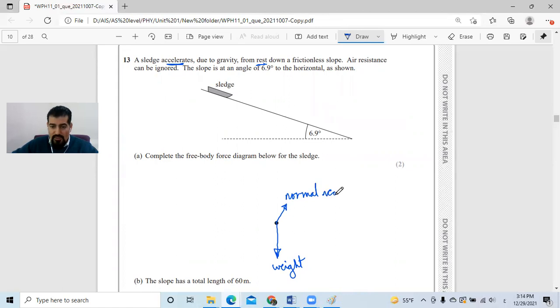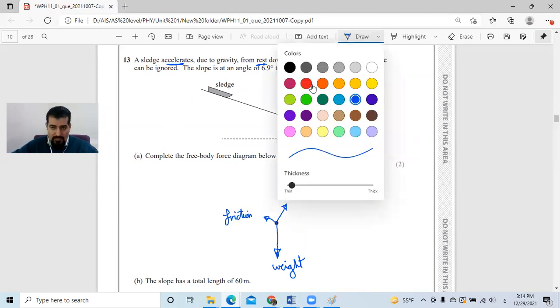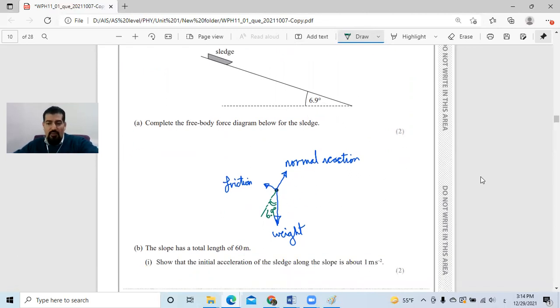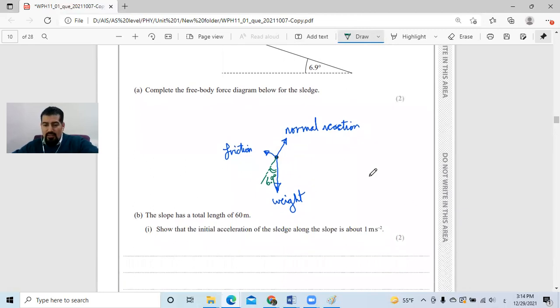And I will put a small arrow to represent the friction in the opposite direction, because the forces are not balanced. So this is the friction. And if I want to label an angle, the angle 6.9, it will be here. This angle, which will be 6.9 degrees. Okay, if they ask me to label it, and I usually draw it without being asked.